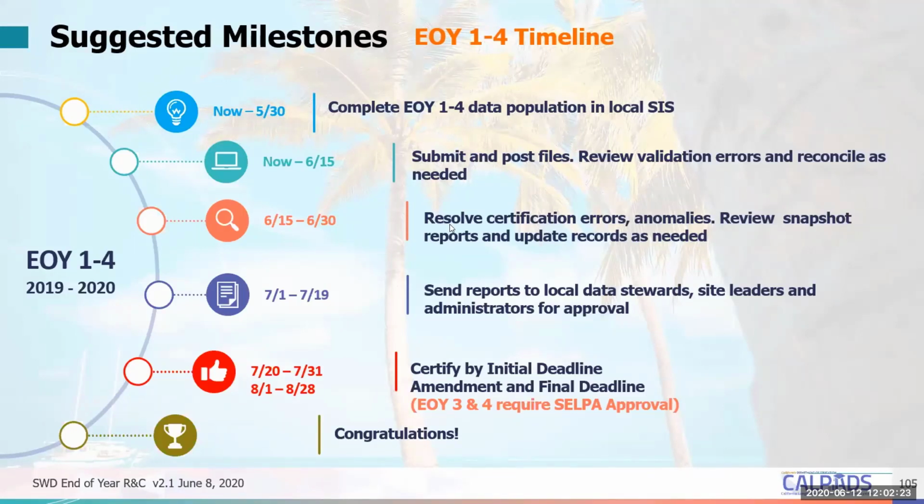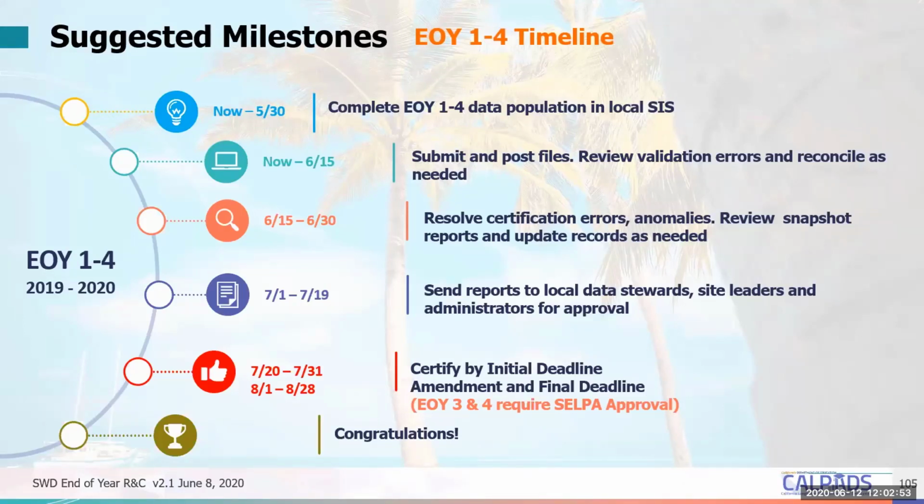resolving certification errors and reviewing snapshot reports and updating records as needed, right? Because we find that this is an iterative process, so we correct a certification error, then go back, correct another one, and we whittle it down. And if you are in the position where you can be reviewing reports between the beginning and middle of July, you would be in a great position, right? You can send these to local data stewards, site leaders, and administrators for approval.